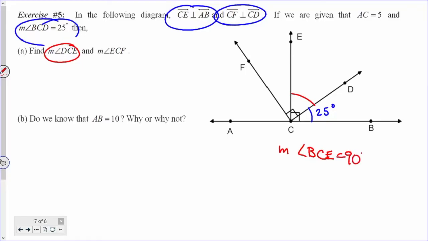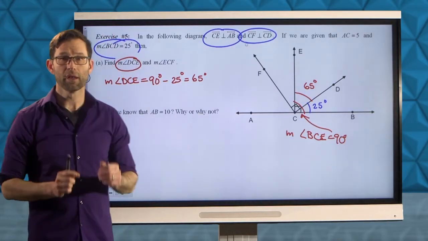is 90 degrees. Okay? And due to that, we can now say the measure of angle DCE must be 90 degrees minus that 25 degrees, right? Which is 65 degrees. I'm going to write that right on my diagram, 65 degrees. And again, we know that because this overall angle has to be 90. It's got to be 90.